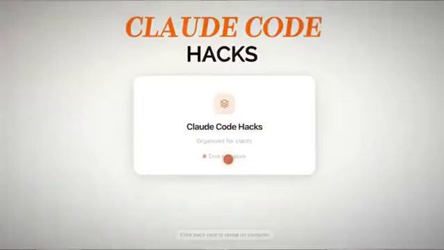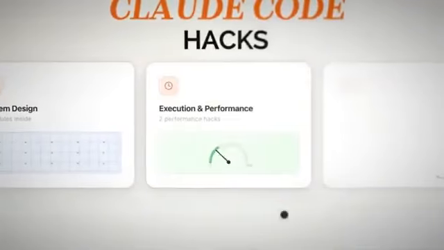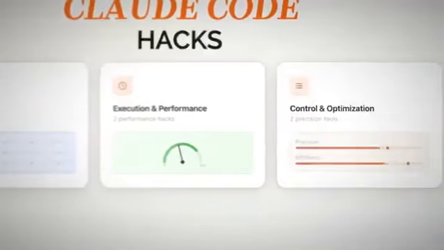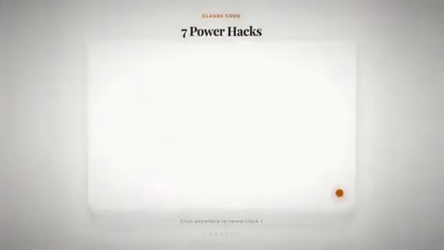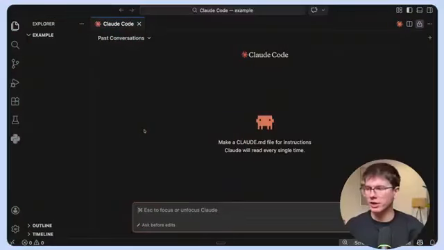All right, so we're going to divide these hacks into 3 different types of hacks. We have system design hacks, then we have execution and performance hacks, and then we have control and optimization hacks. All right, so the first hack is actually setting up the folders for your project. All right, so here we have Claude Code, and the mistake that people make when starting out to build is that they go straight to building, right?